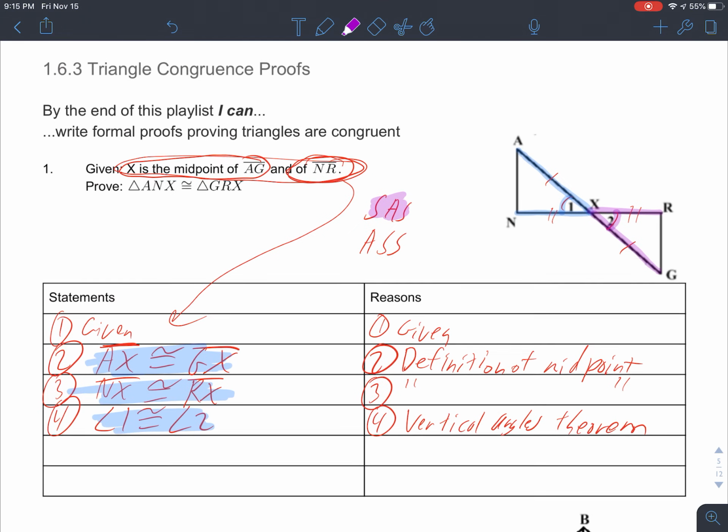So I have now established that two pairs of sides and the angle between them in one triangle are congruent to the two pairs of sides and the angle between them in the other. That's a whole lot of words, but really all we are saying is side, angle, side. Triangle ANX is now congruent to triangle GRX, because we have established side, angle, side. That's all for now.